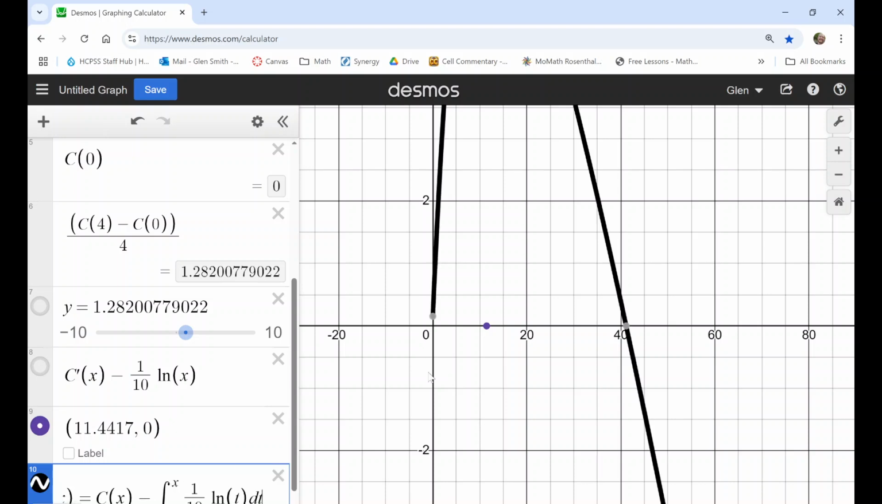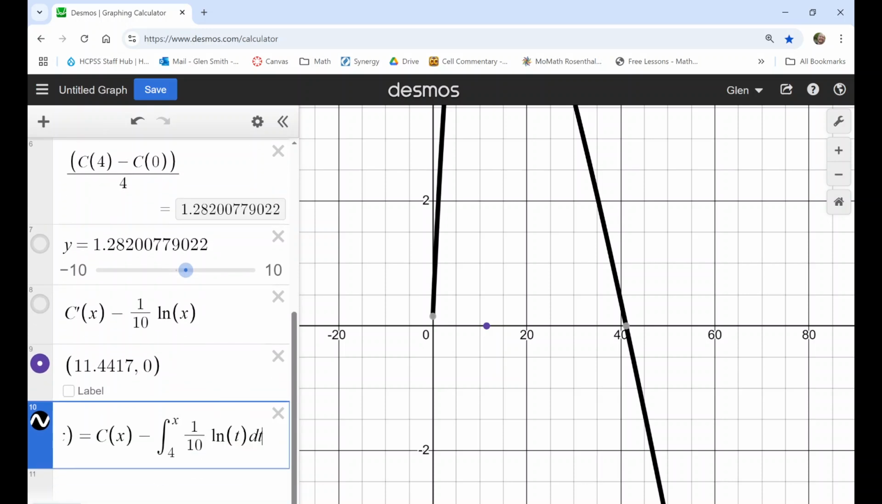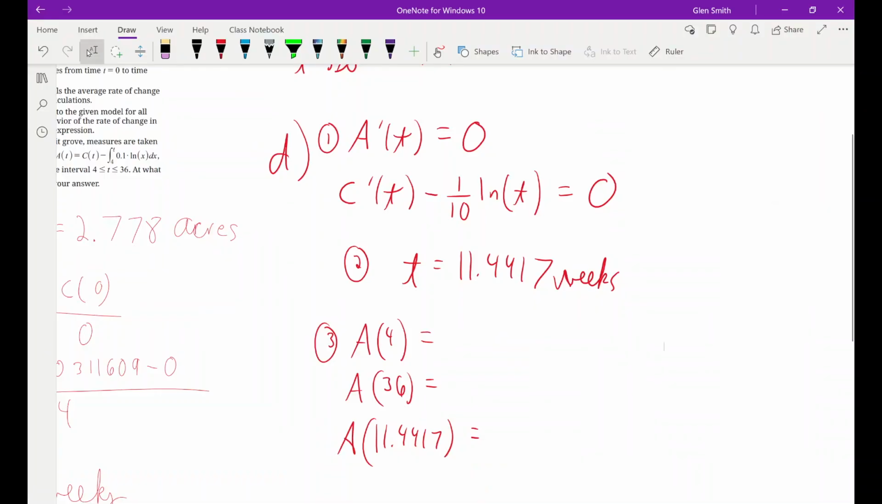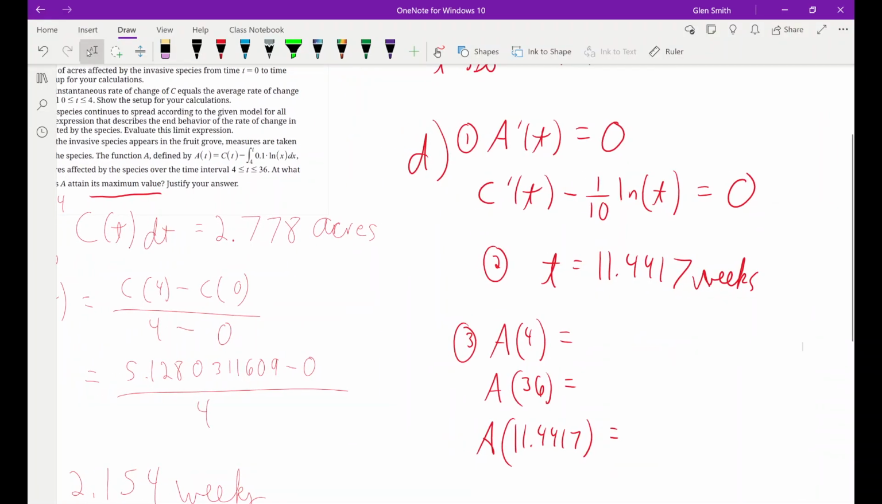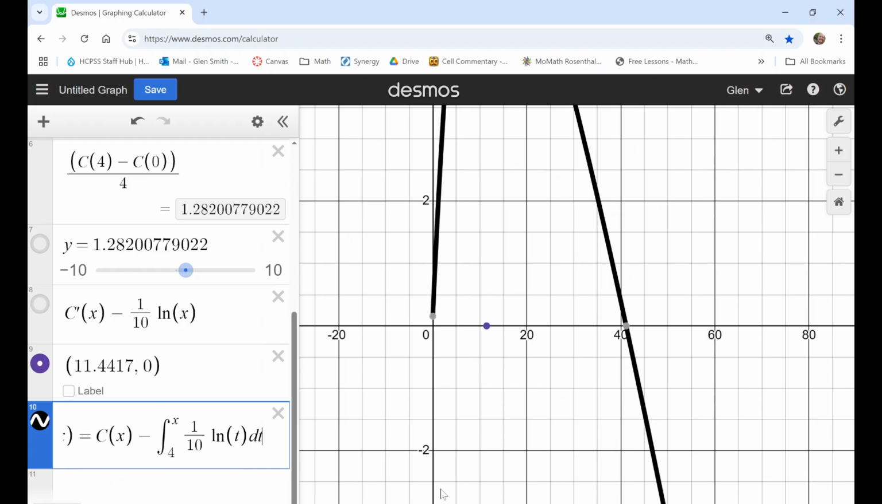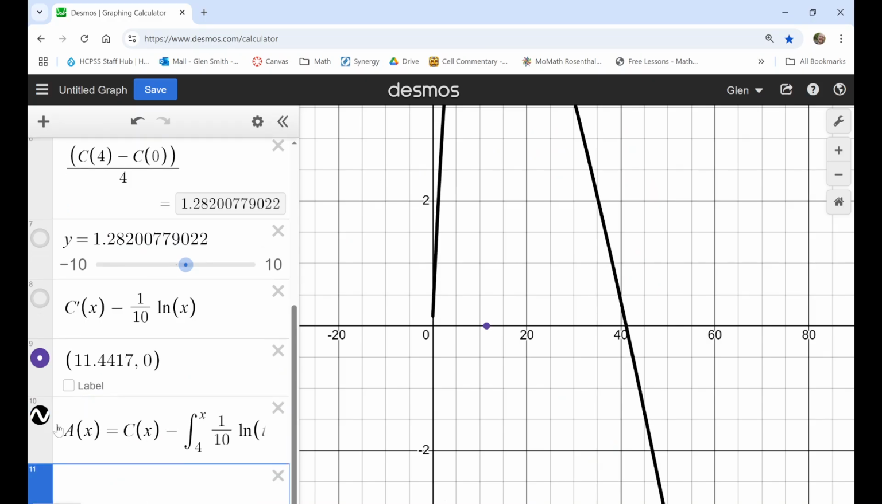And it's going to graph it. We don't really need to see the graph of this, but I'm going to double check and make sure that I've entered this in correctly. C minus the integral 4 to x of this thing here, which is what they got. C minus 4 to x of 1/10 ln t dt. Okay, so that's what's going on there. And I don't even need to see this graph.